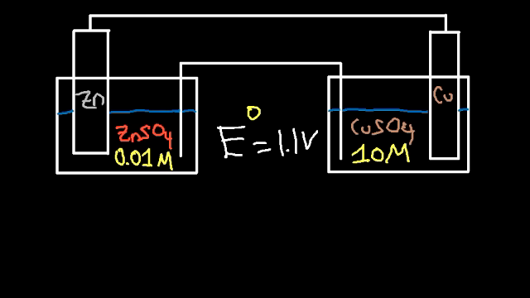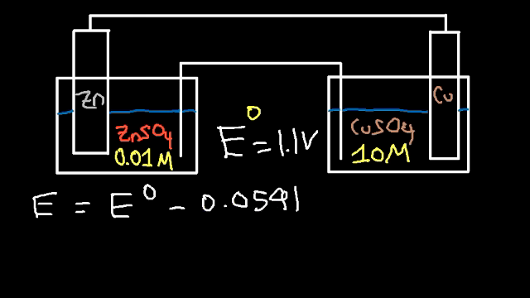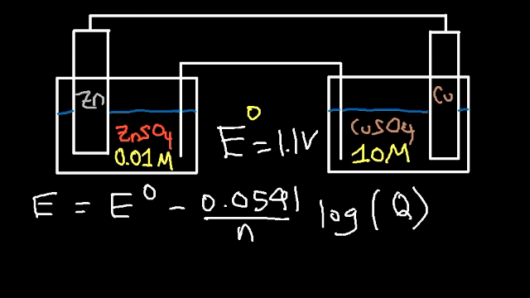So the equation that we need: the cell potential is equal to the standard cell potential minus 0.0591 over n times log of Q. This is the Nernst equation. Now this is another different form of the Nernst equation, but this is one form of the Nernst equation. It's a simplified form.